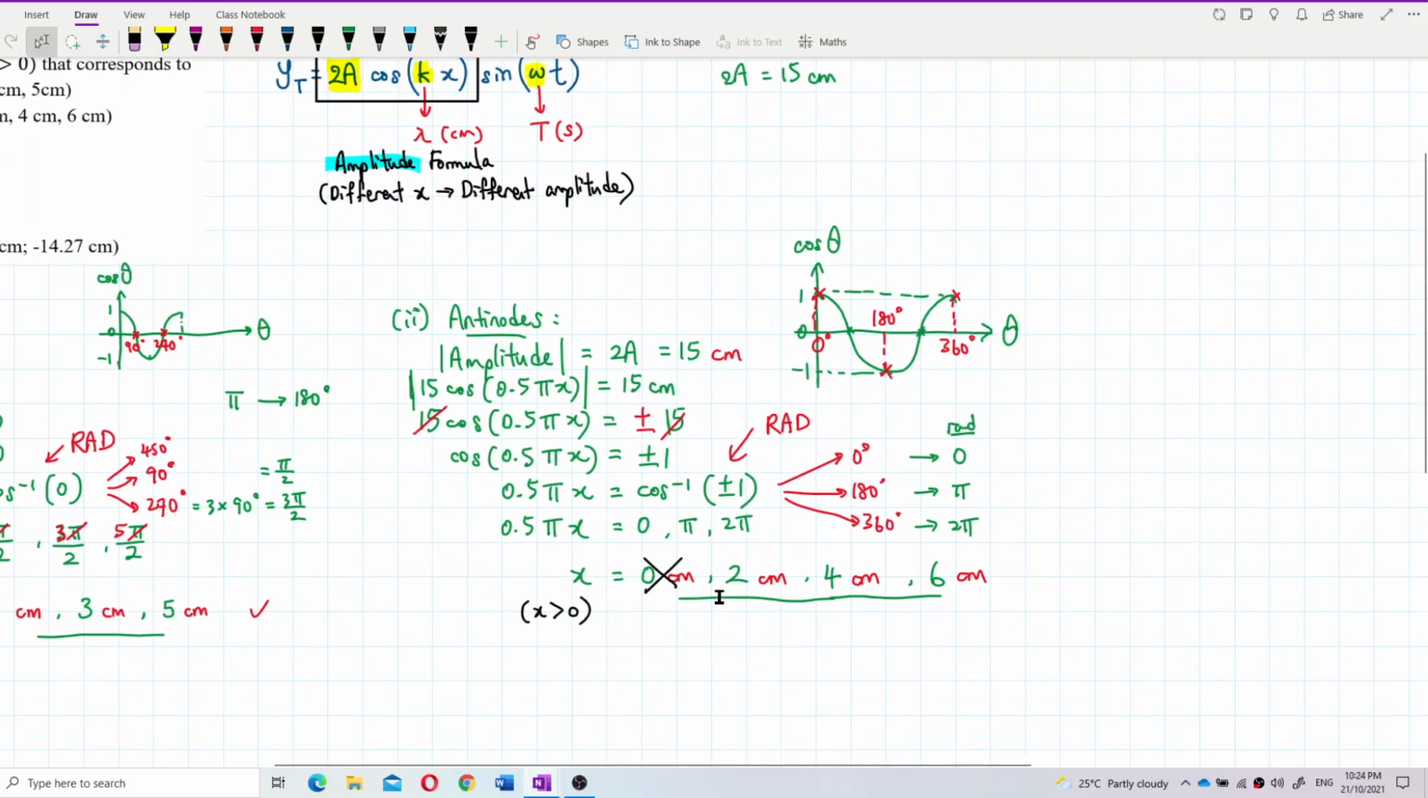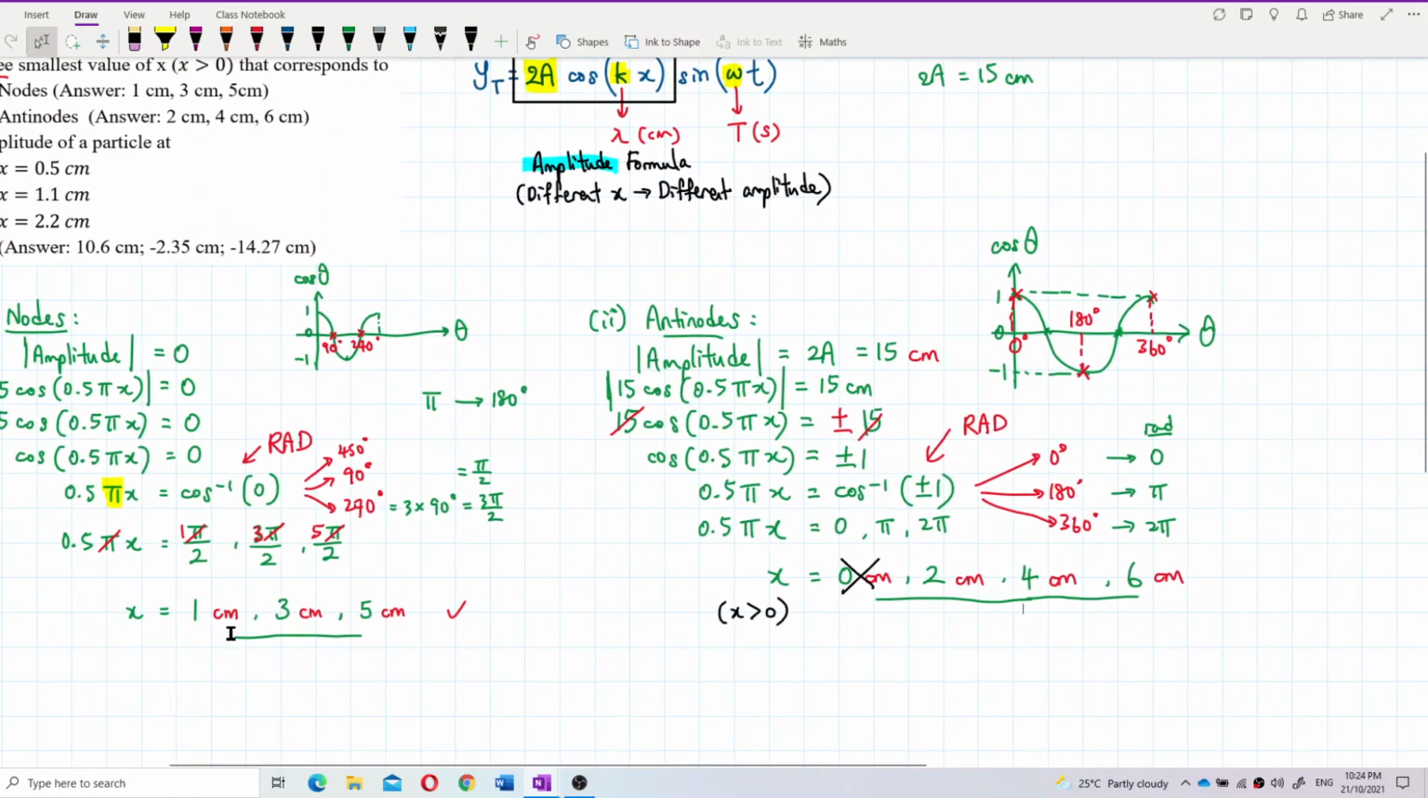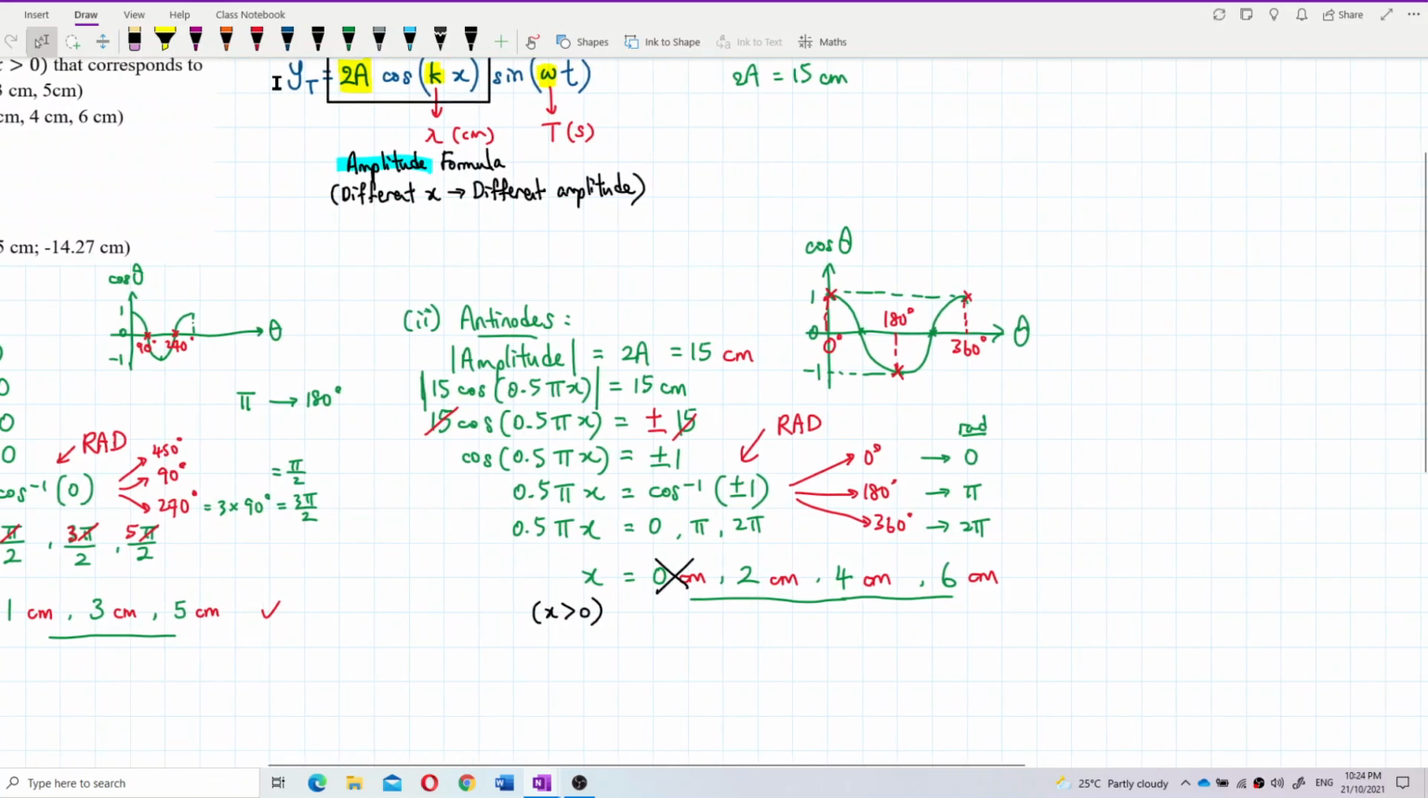So this is the next one. 2, 4, then it must be 6. The next one should be 8 cm, 8, 10, and so on. Okay, so for this one, 1, 3, 5, the next one should be 7. Like that. This is how you guess.